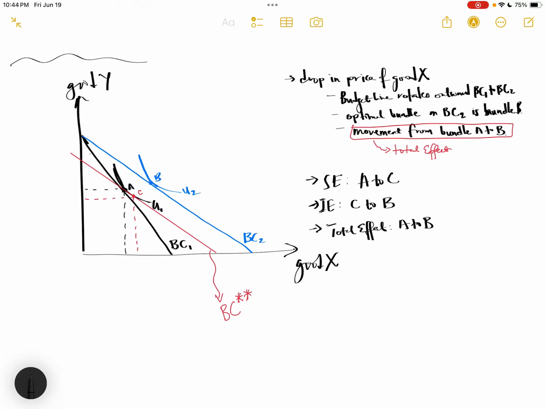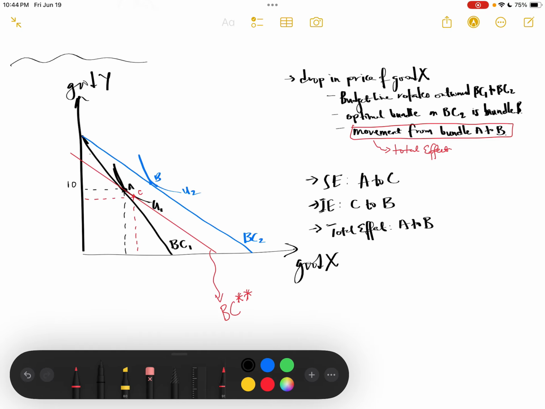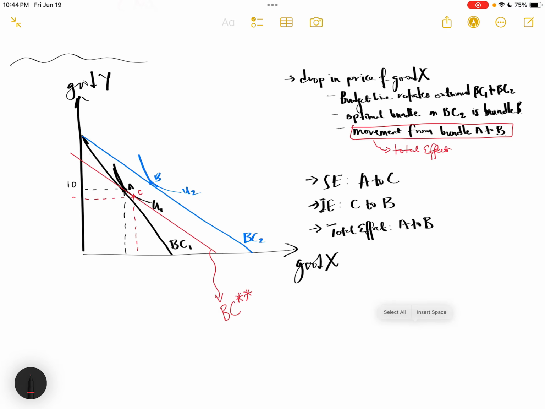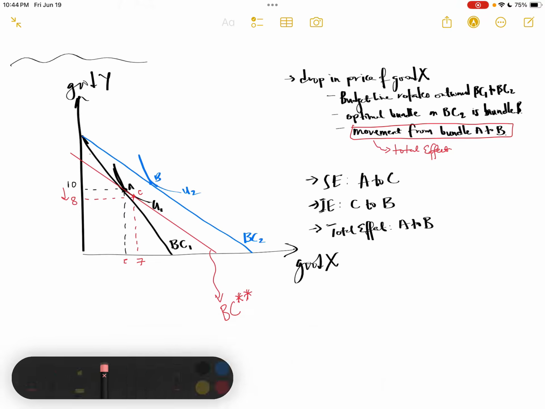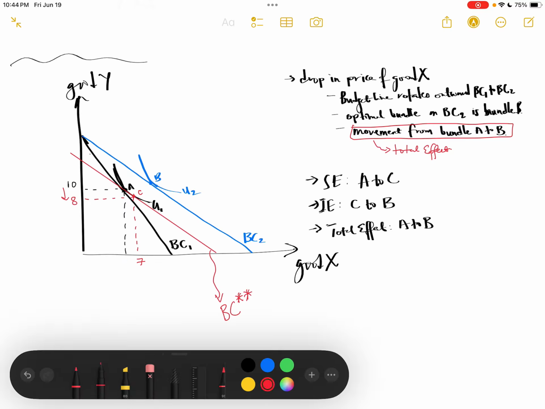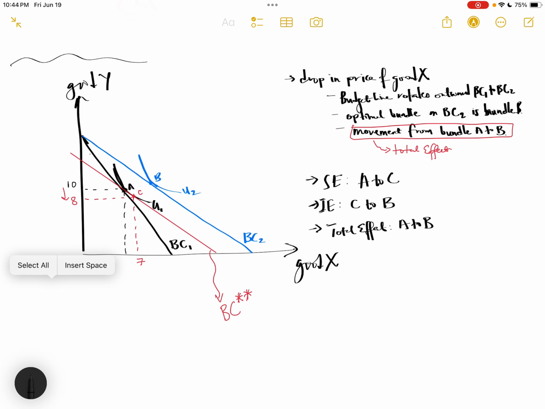So let me put some numbers to it, some fake numbers, all the same, but it should help us. So 10 here, and then let's do 8. So we see the movement from A to C along the good Y axis as a drop in the unit of good Y that is consumed. And let's do this 7, and in black let's make this 5.